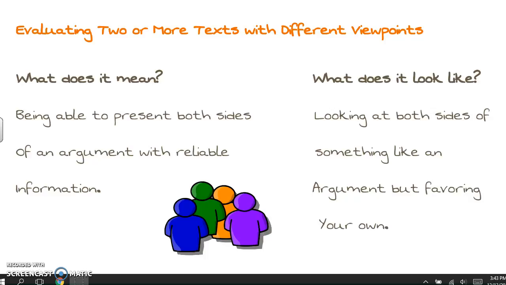So what does this typically look like? It means looking at both sides of something like an argument but favoring your own. As we develop interest in these viewpoints and we break down what these viewpoints have in text, then we can start formulating our own thinking. What do I always say that I want you to walk away doing in class? Before you go to high school, I want you to be able to think thoughts. Not somebody else's, not what the internet tells you, but your own.